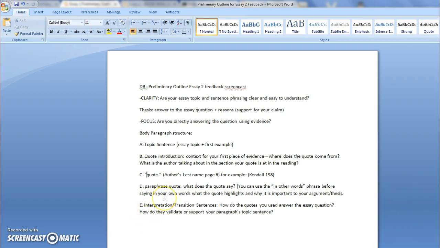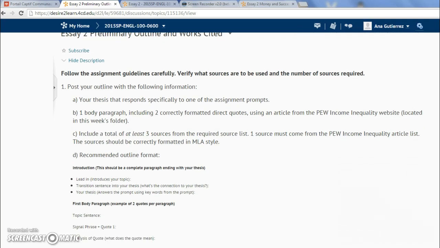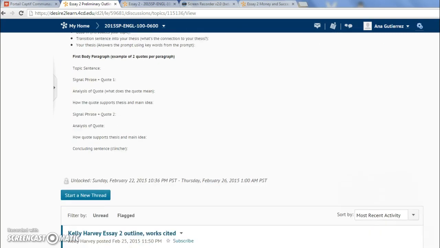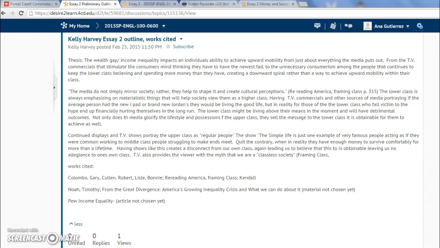Because otherwise we're going to tell you the same thing, and you probably want to use your time a little bit better. So here are the directions: your thesis and one body paragraph, including 2 correctly formatted quotes. A lot of you were not able to do that. So obviously you should try to focus on completing the discussion board using the directions that are given to you, these guidelines, so that you can get the full credit. But for the purposes of this screencast, I'll just give you feedback on how to revise.